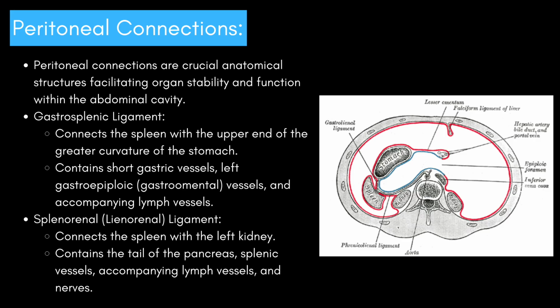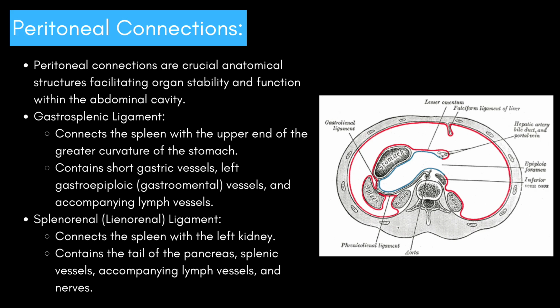Today, I'd like to open up the presentation by covering peritoneal connections. Peritoneal connections are crucial anatomical structures facilitating organ stability and function within the abdominal cavity. Gastrosplenic ligament connects the spleen with the upper end of the greater curvature of the stomach, contains short gastric vessels, left gastroepiploic vessels, also known as the gastroomental vessels, and accompanying lymph vessels.